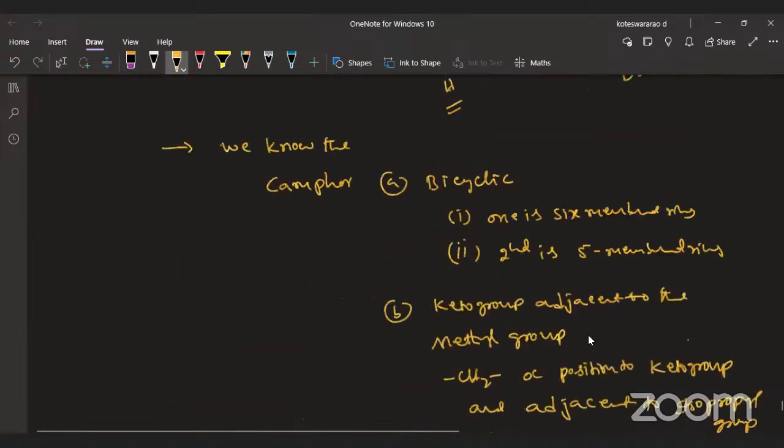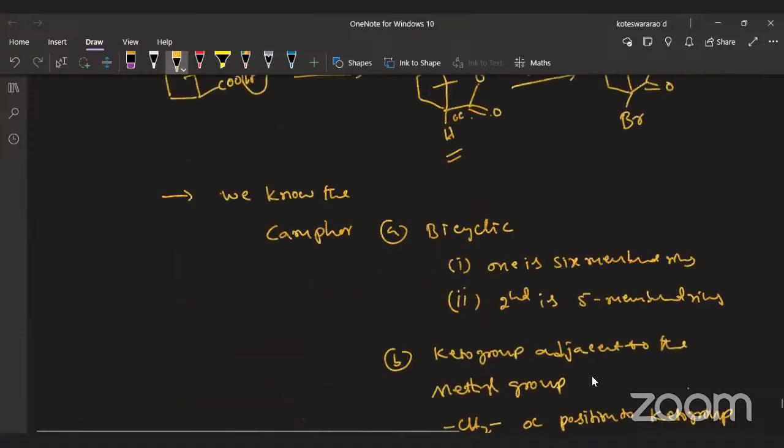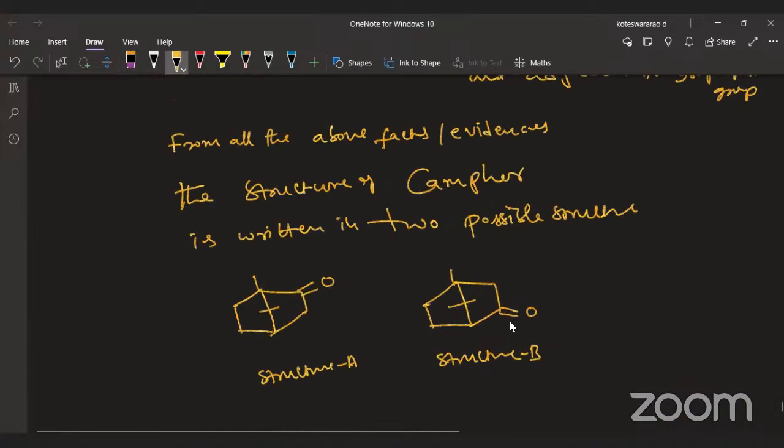Then the keto group is adjacent to the methyl group. In structure B, the keto group is not adjacent; it is at the beta position. It is alpha and beta. And in structure A, the keto group is alpha position to the methyl group, right? Therefore, structure A is the more probable structure. Structure A is the most probable structure for camphor, not structure B.